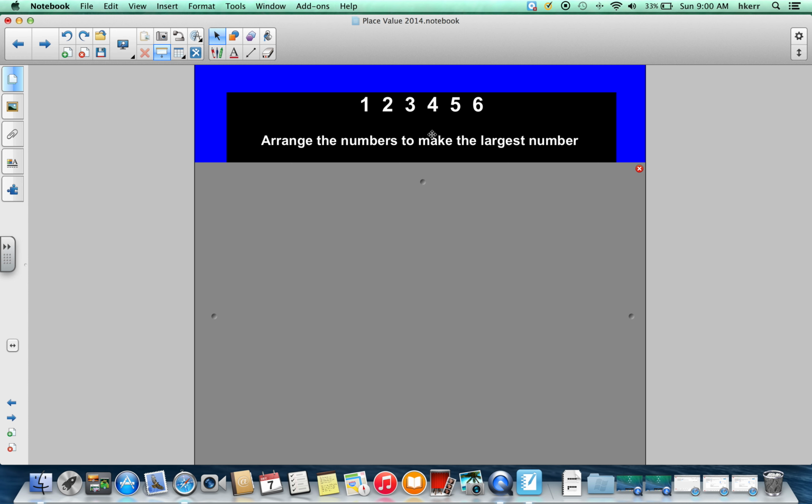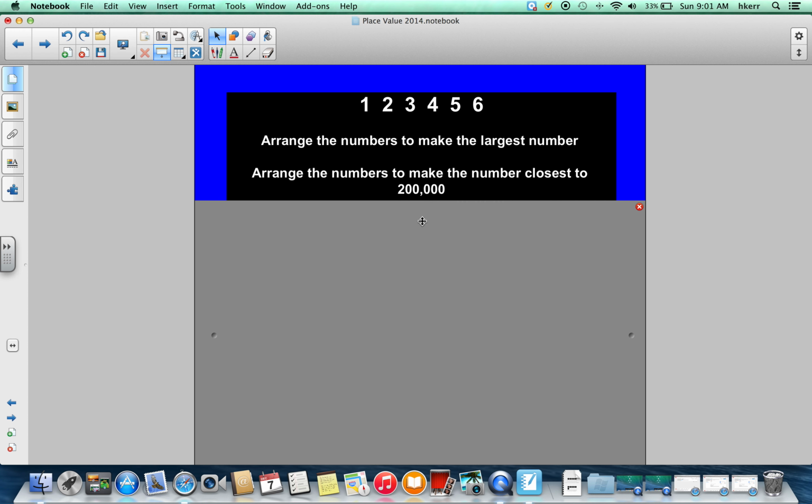Not quite as easy for some kids, but it does give you a very quick insight into their level of understanding. Of course, you don't need 6 numbers. You could have 5 or 4 or 3, and they could be different numbers. It doesn't matter. But then I have them do things like this. Arrange the numbers to make the number closest to 200,000.